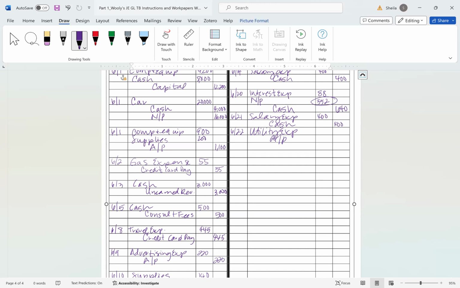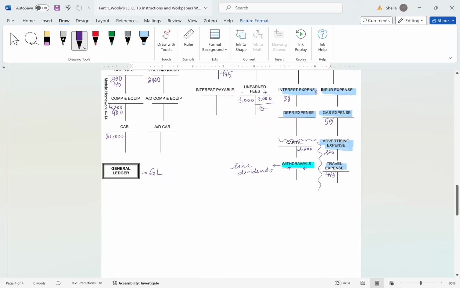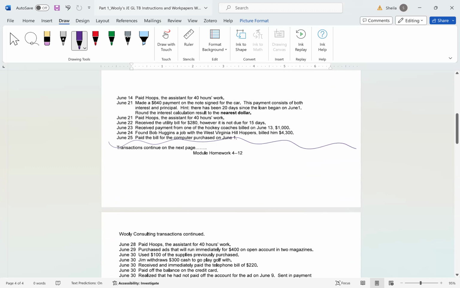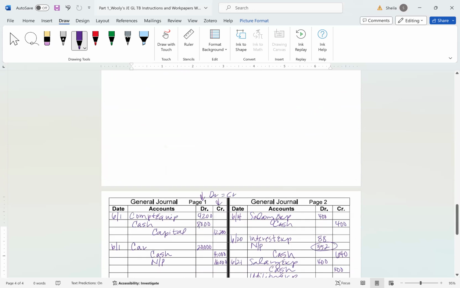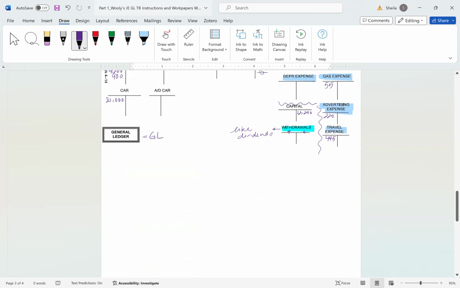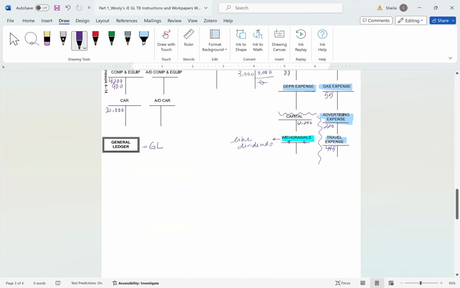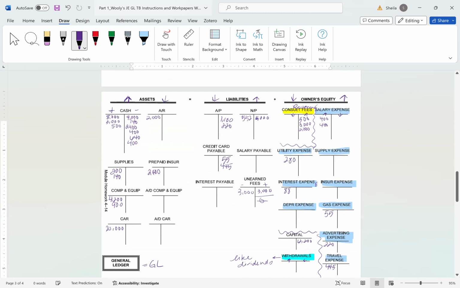Now, make sure we get the right amount in there. What was our amount? June 22nd, 280. All right, so debit 280 utility expense, credit AP for 280. So here is my utility expense for 280 and credit AP for 280.